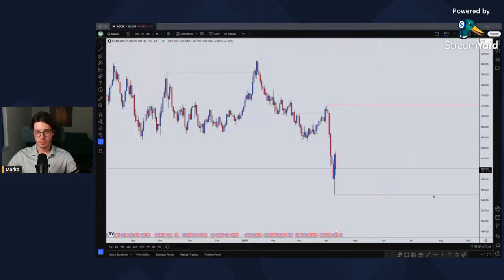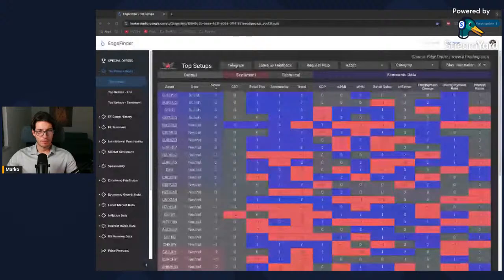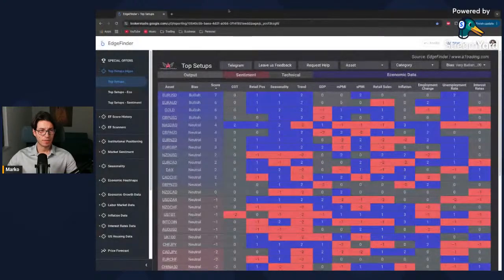Give me just a couple of seconds to adjust this. Trading, Edge Finder. Okay, let's see it. I'm going to stop sharing TradingView. Let's put this back out. Present, share. Okay. Edge Finder. And this is what I'm looking at.